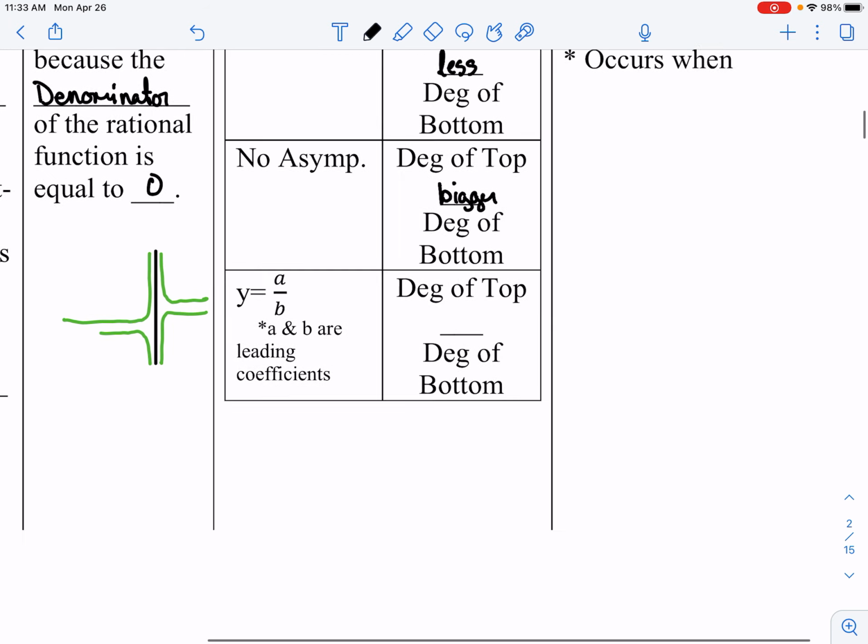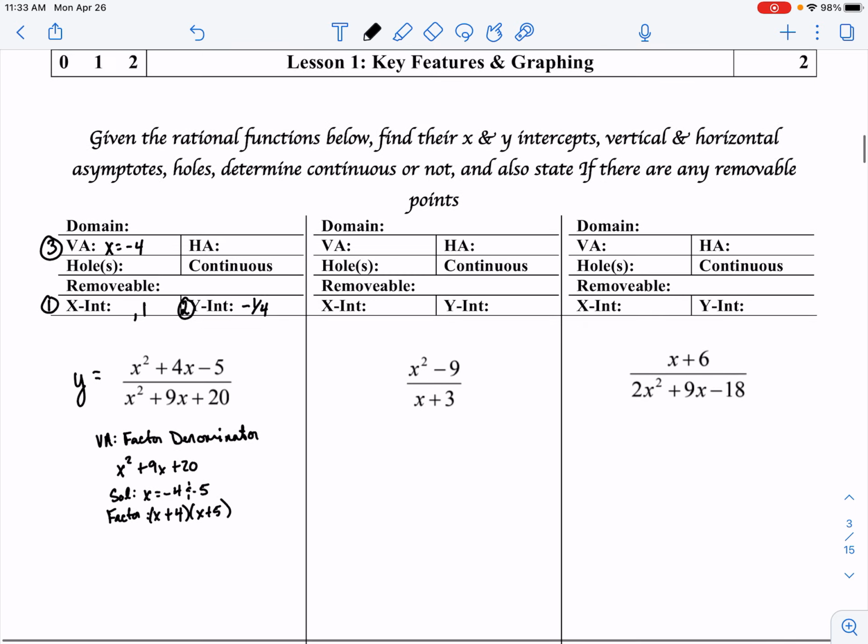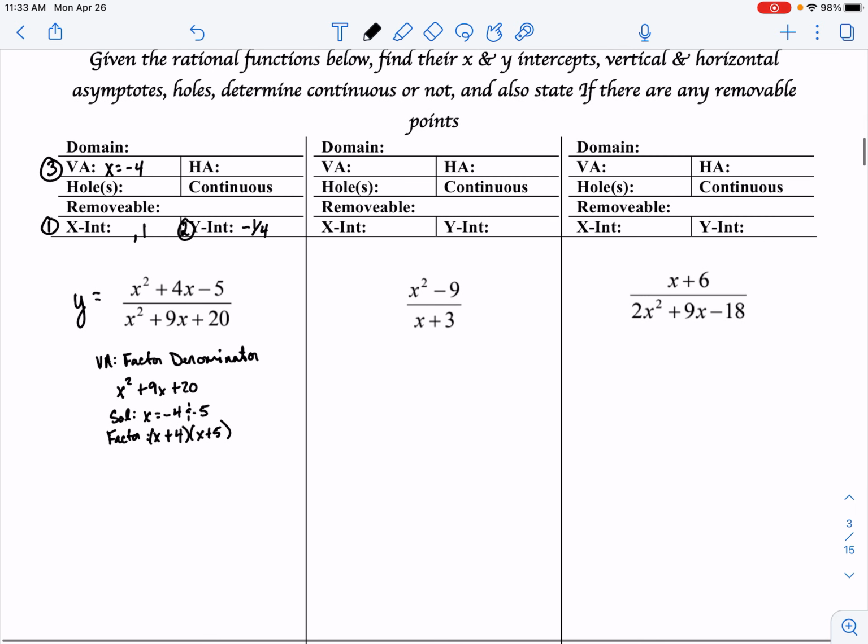Last but not least, you have a horizontal asymptote of y equals a over b, where a and b are leading coefficients, when the degree of the top or numerator is equal to the degree of the bottom or the denominator. To look at this, we can come down here and do a few examples.